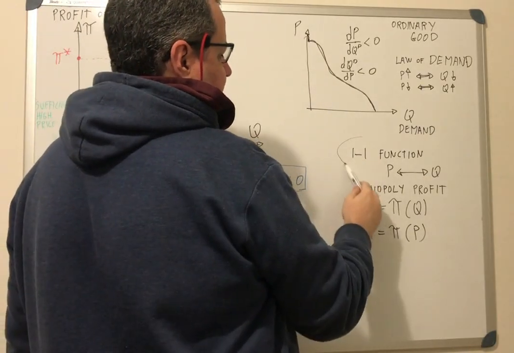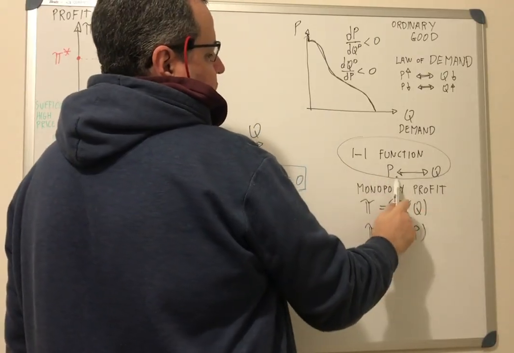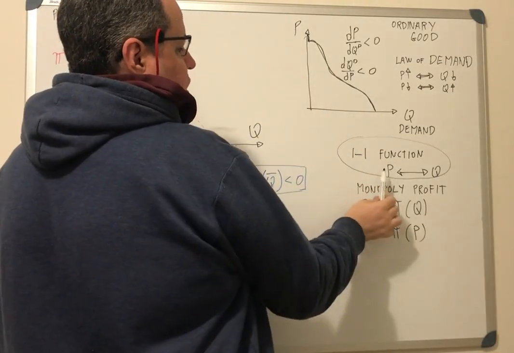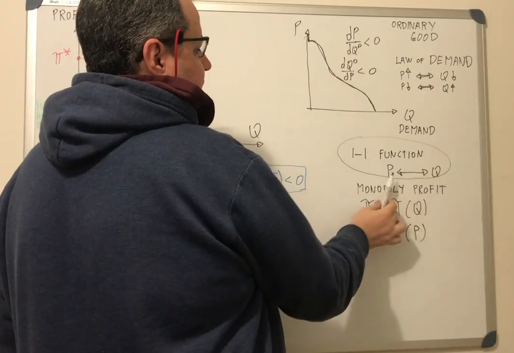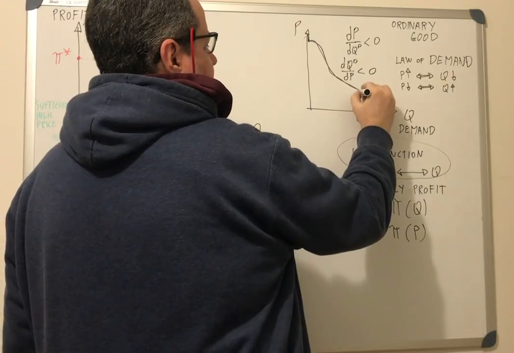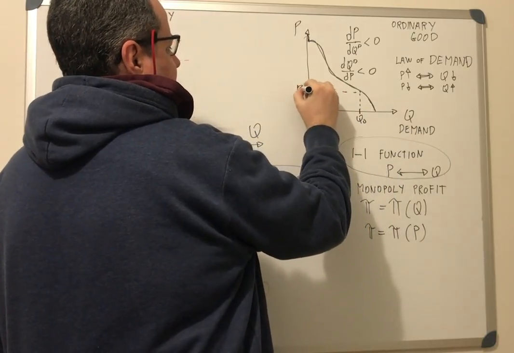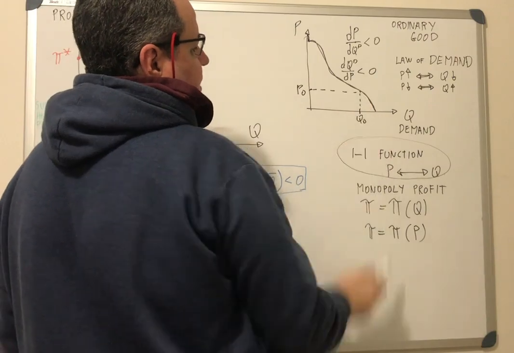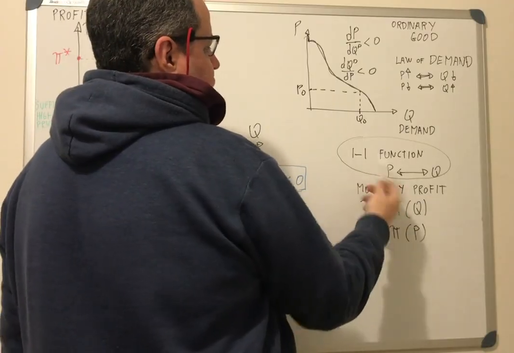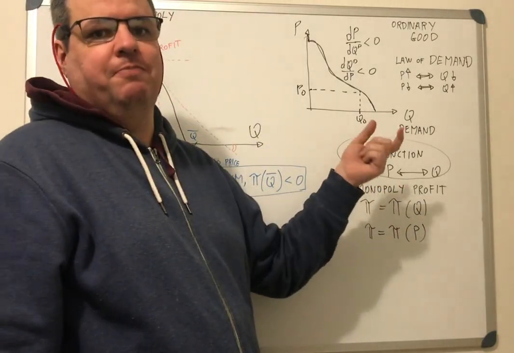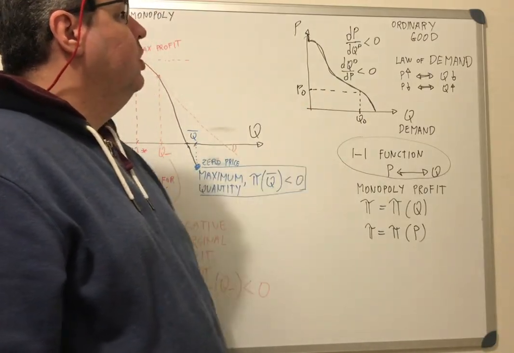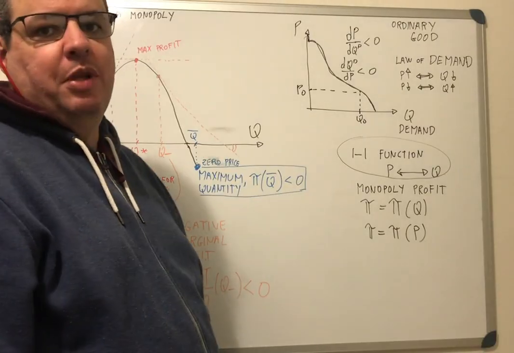Why? Because we want to have a one-to-one relation between prices and quantity, okay? So along this bit here, for each price there's a single quantity, for each quantity there's a single price. For instance, for this quantity here, Q0, we have this price P0. For this price P0, we have this quantity Q0. And along this bit here, it's a one-to-one relation. So we can think about the inverse function. And we're going to use this so that we study the monopoly problem.